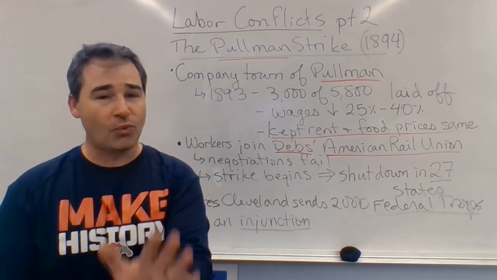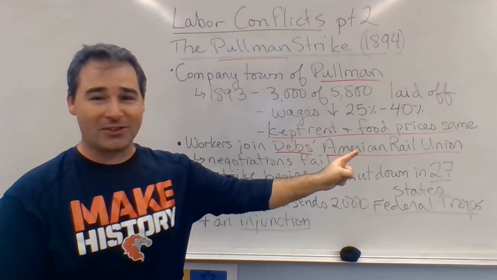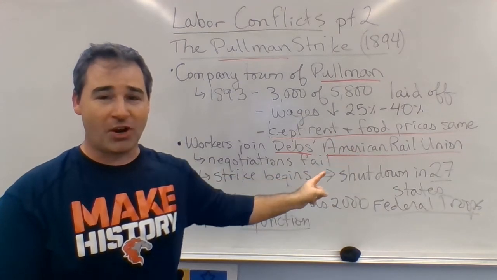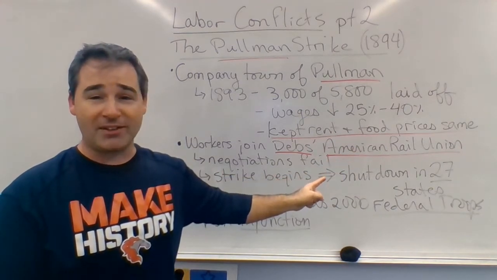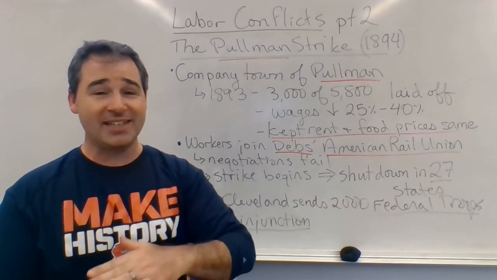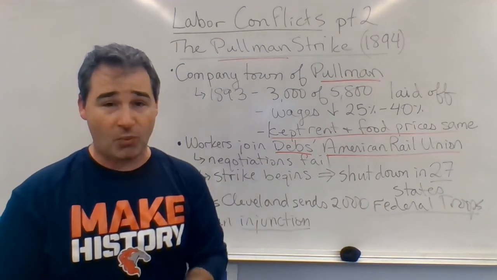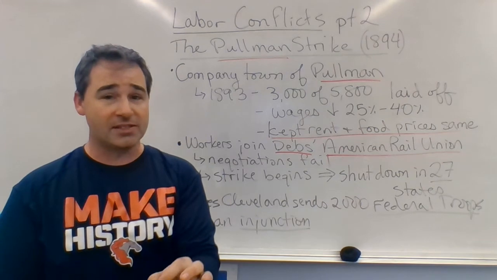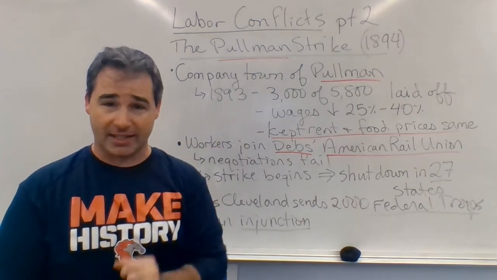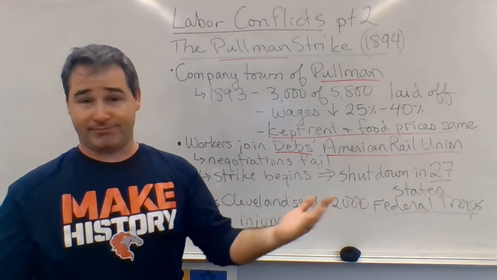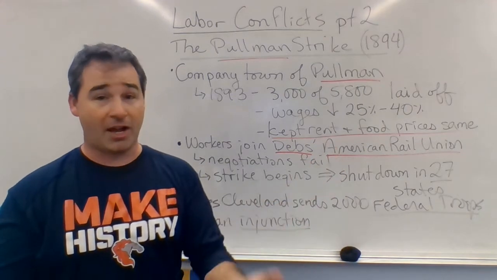But it's not just the workers in Pullman. Now they got the American Railway on their back. So it's going to shut down the rail lines in 27 states. Nearly the entire Midwest is going to be shut down because of this Pullman strike in 1894. They shut down for a month. A month.